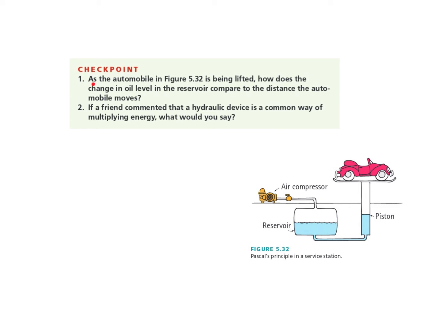The first question says, as the automobile in the figure is being lifted, how does the change in oil level in the reservoir, that's this part here, compare to the distance the automobile moves? Basically, the oil level drops just a little bit, and it creates a much bigger rise of the piston, because the area of the piston is much smaller than the area on which the air compressor is acting, and that creates the effect.